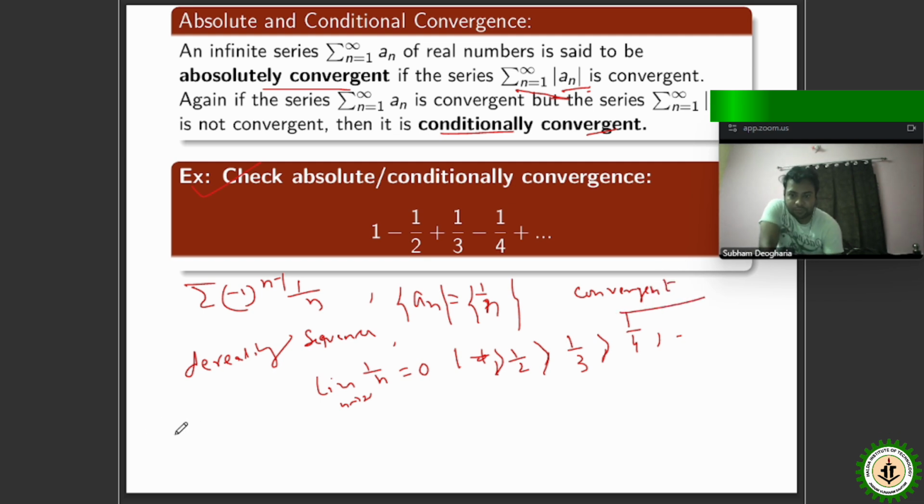But if we take the mod of a_n, meaning the summation of 1 by n, that means 1 plus 1 by 2 plus 1 by 3 plus 1 by 4. So this is actually a standard series. This is a p-series, and the value of p is 1. And from the p-series, if the value of p is 1, then the series will be a divergent series.